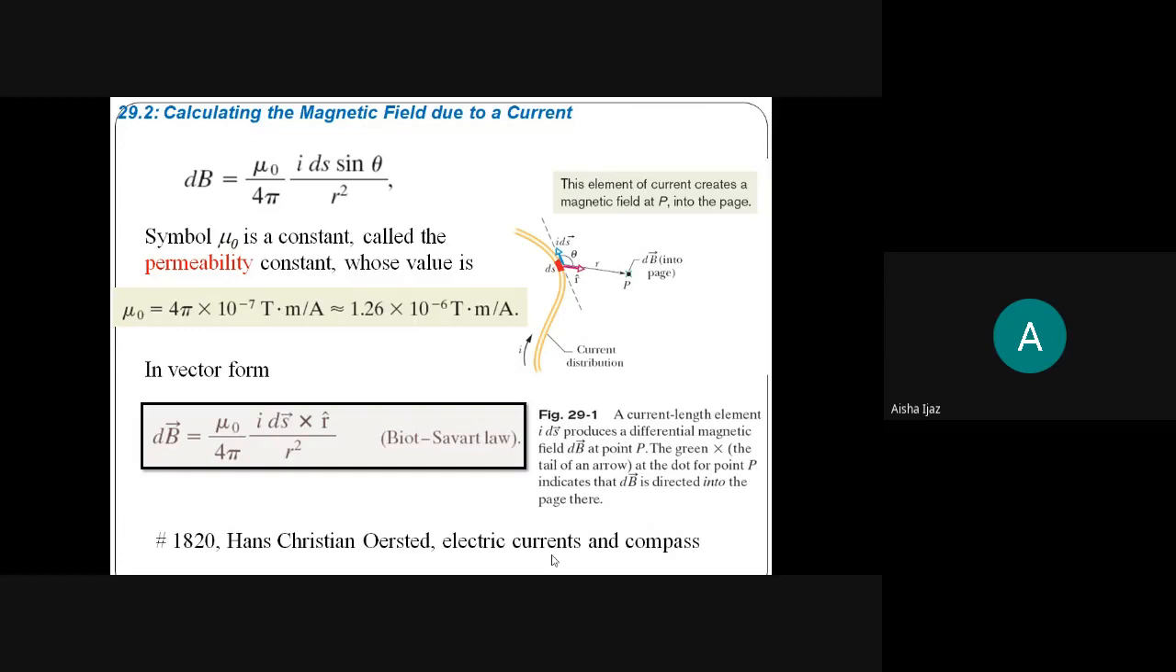So whenever there is a current, and if you have a current carrying wire and some compass needle is put near it, you will see the deflection in it. That means there will be some magnetic field due to the current. It's analogous to the case where wherever you have charge, you have the electric field. So wherever you have current, you will have magnetic field.